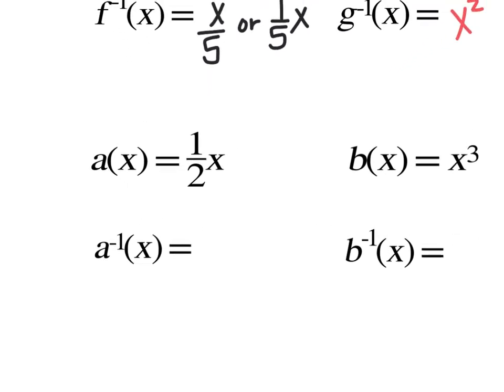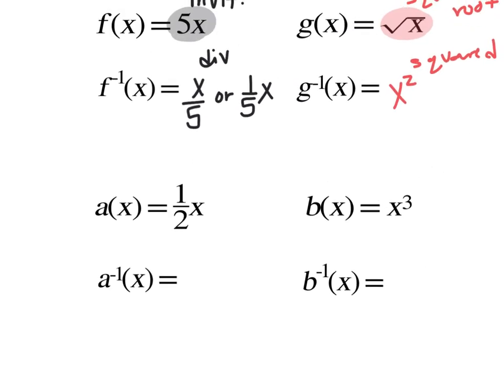All right, letter A, same idea. So a of x, if this is 1/2 x, this is dividing. I know we're multiplying by 1/2, but this is the same thing as x divided by 2. So then the inverse of that would be to multiply. So my inverse would be 2x.